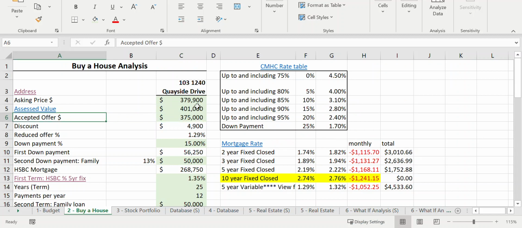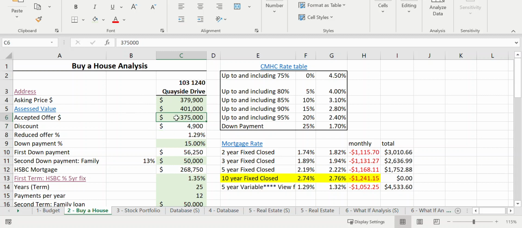Now, the next variable I want to put in here is the accepted offer. If I make an offer and they accept it, let's run through the scenario and do a proper quantitative analysis on that amount. Now we can simply go in here and change this. We can always play what if. What if we change it to, you know, 380,000, even more than they're asking, which sometimes happens. You know, everything changes in the system, but I'm not going to do that for this example.